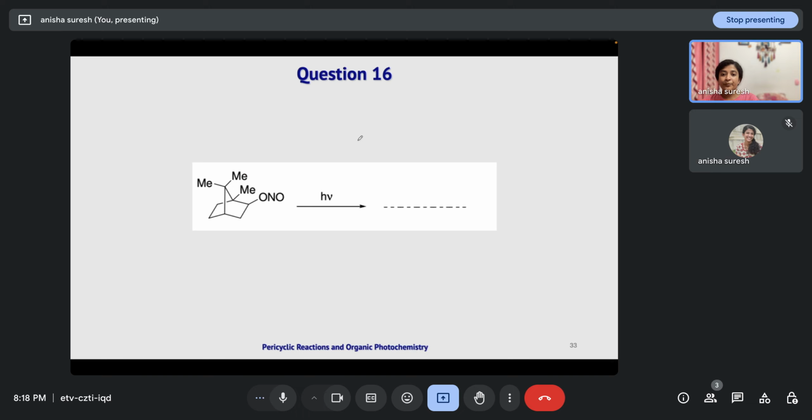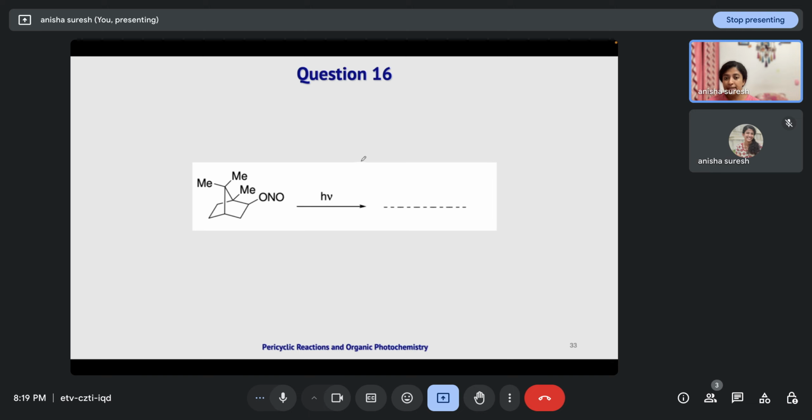Now coming to next question. So this was a question from week 7 assignment. So we are having this ONO compound under photochemical condition. This will undergo some reaction, leading to formation of the final product. So what is the final product? So this is not exactly a Barton reaction, but it is similar to Barton reaction.